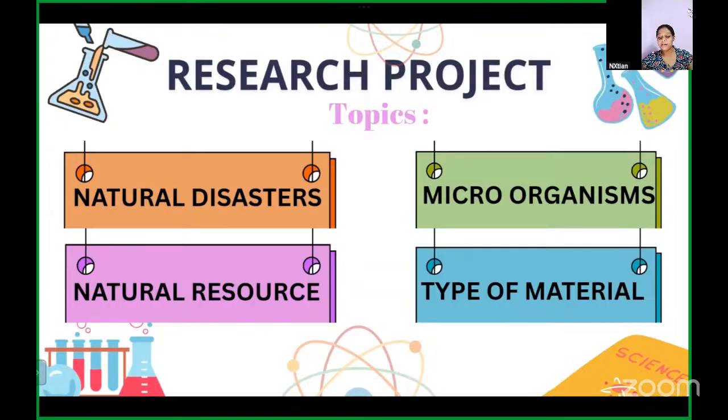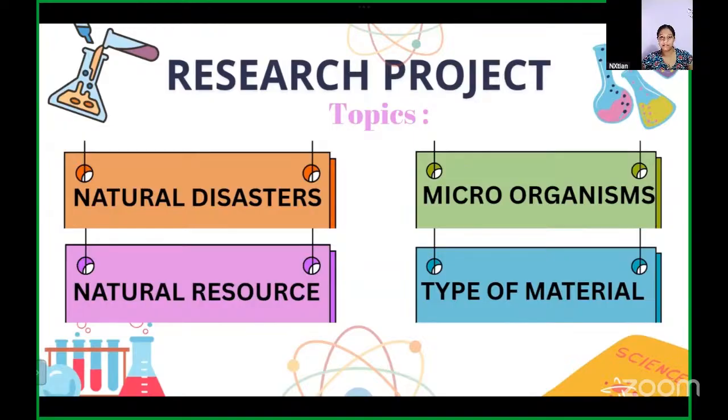Then you can select a particular type of microorganism or a particular type of material, and give some information about it, some facts about it. Some new things about it that you have to find out and let me know. That is what you have to do. Let's do around five to six facts.